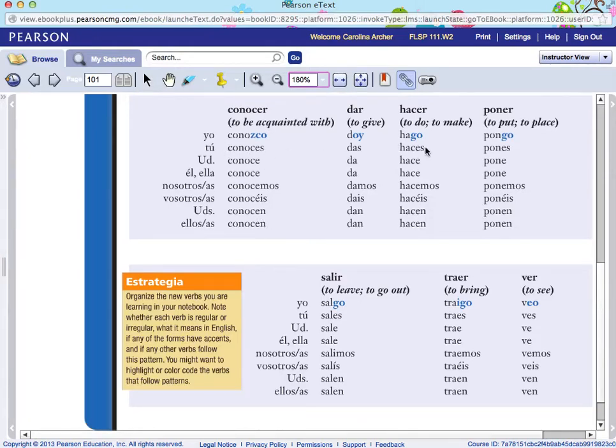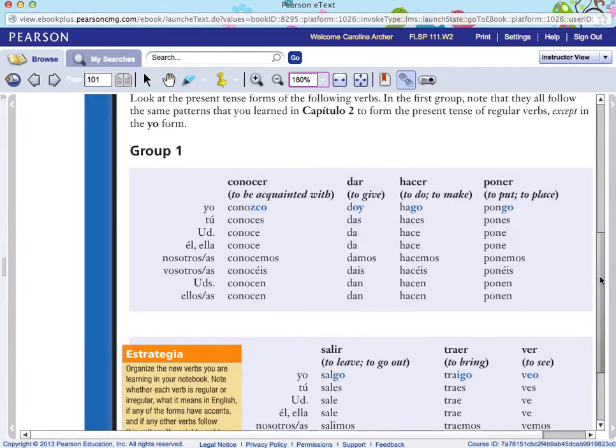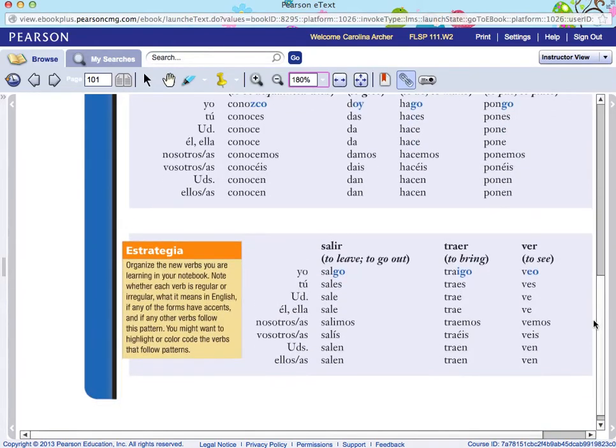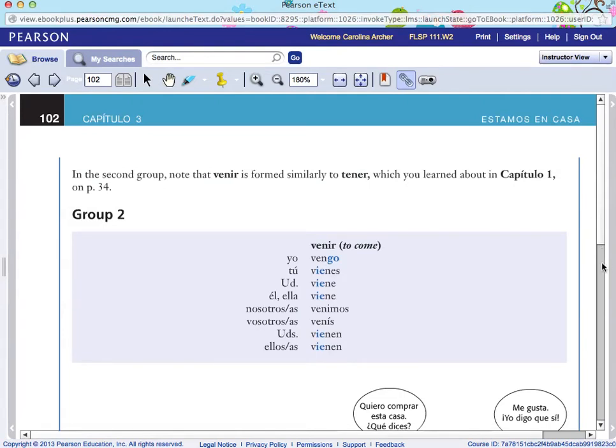Okay, so the only one that is going to be irregular is the yo form. So that is the one group of irregular verbs, the ones that are irregular only in the yo form. Grupo número dos.